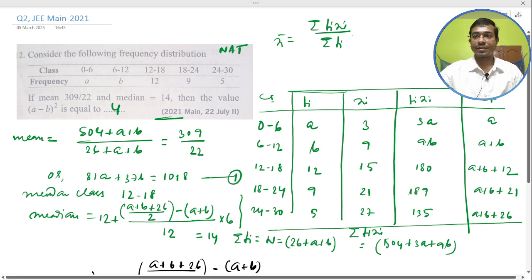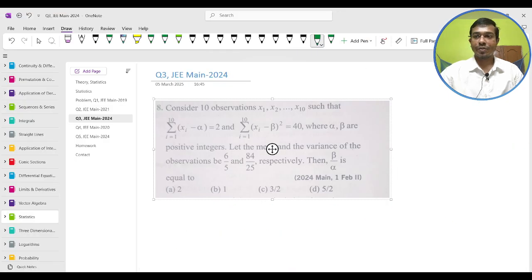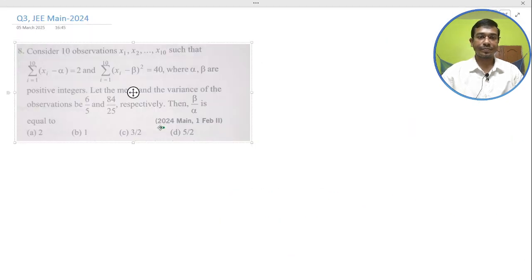4 would be the correct answers in that question. Question number 3. Consider 10 observations x1, x2, ..., xn such that summation (xi minus alpha) is 2 and summation (xi minus beta) whole square is 40, where alpha and beta are positive integers. Let the mean and the variance of the observations be 6 by 5 and 84 by 25 respectively. Then beta by alpha is equal to what?